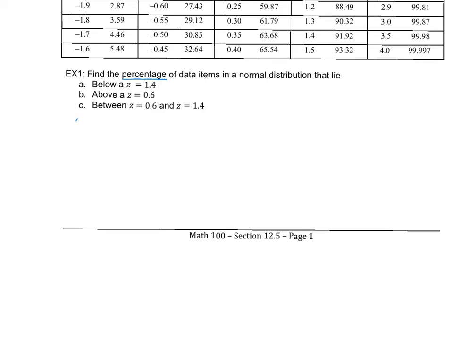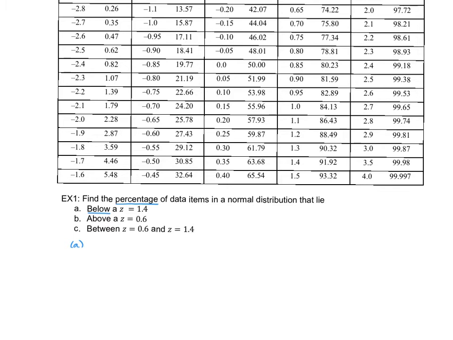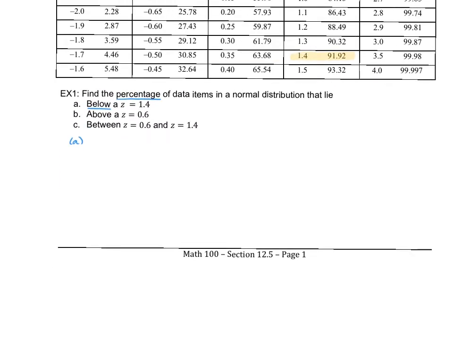Part A. To find the percentage of data items below a z-score of 1.4, all you have to do is look to the table, look for a positive 1.4 z-score, and we see that it's down here. So a positive 1.4 z-score corresponds to 91.92. This is the percentage below. So all I have to do is take the 91.92 and tack on a percent sign. I don't have to adjust it in any way. All I have to do is put the percent sign on.